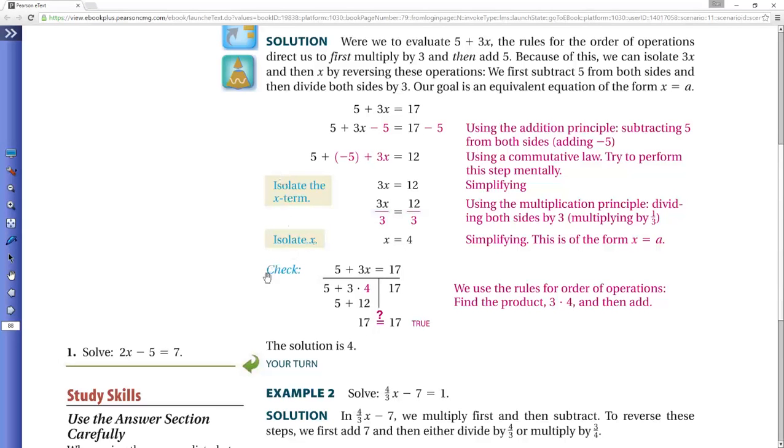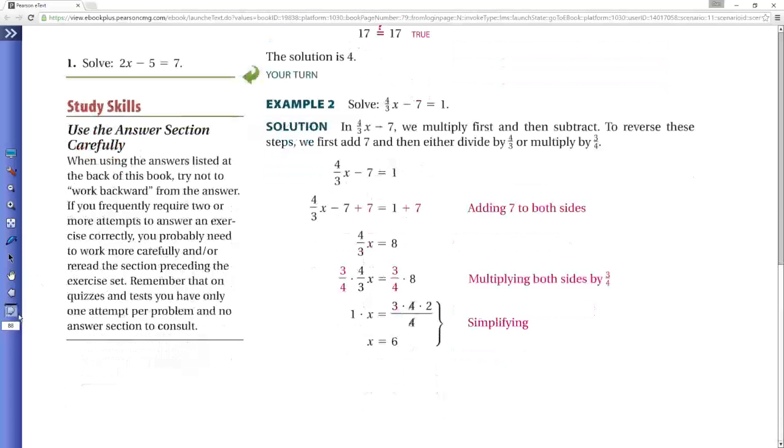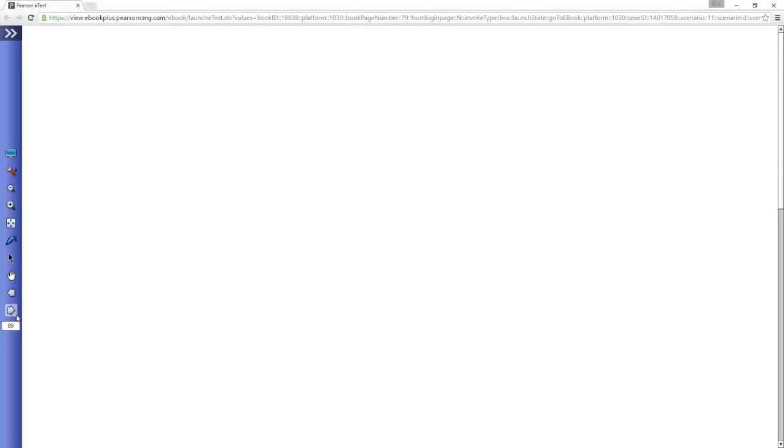And how would I check that? Well, I can put that possible solution, 4 in this case, back into the original equation, and that's what they're doing in the check. And does it make it true? Remember what solutions do: make true equations. So is 17 equal to 17? Yes, that's true. So they're using both addition principles and multiplication principles to solve equations.